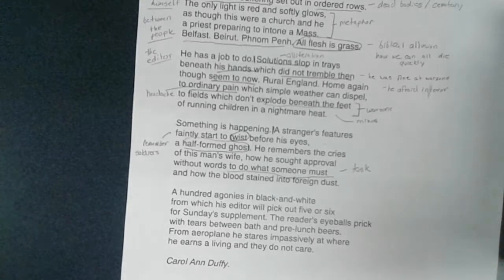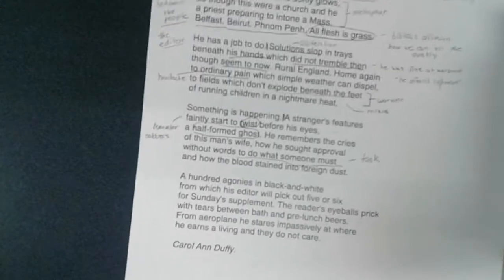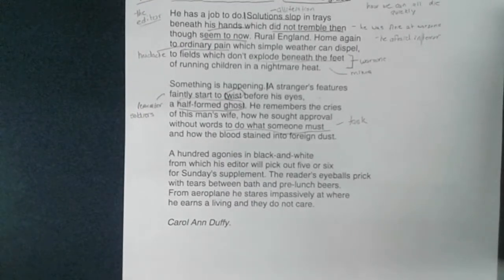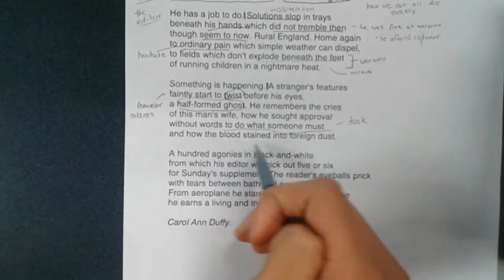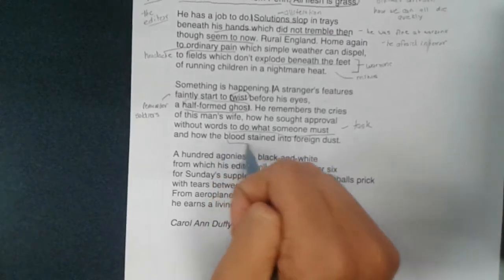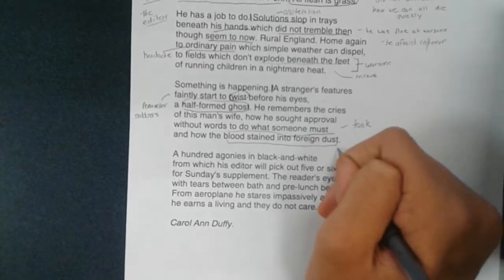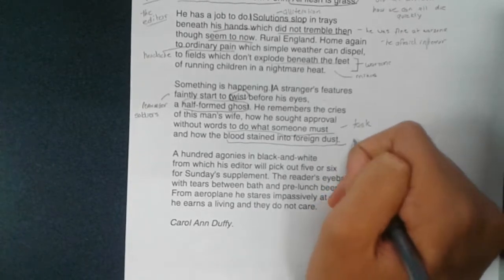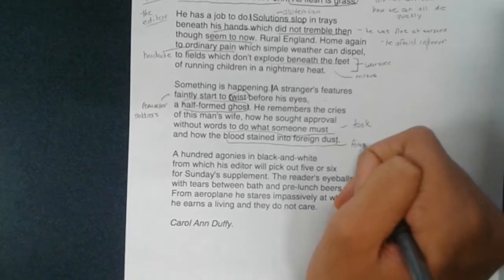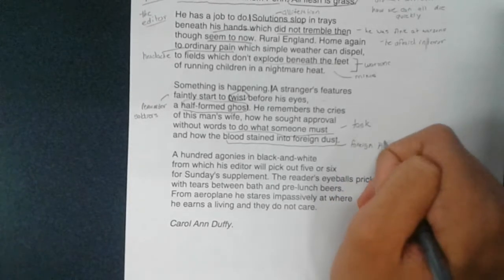He has to bring out this war and bring it to his editor, and that also has a double meaning, which we'll get to in the last stanza. How the blood stained into the foreign dust. And this is not really saying that it was a foreign war, but foreign to the photographer himself.